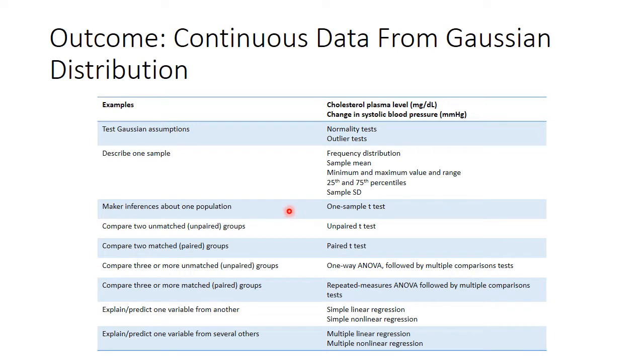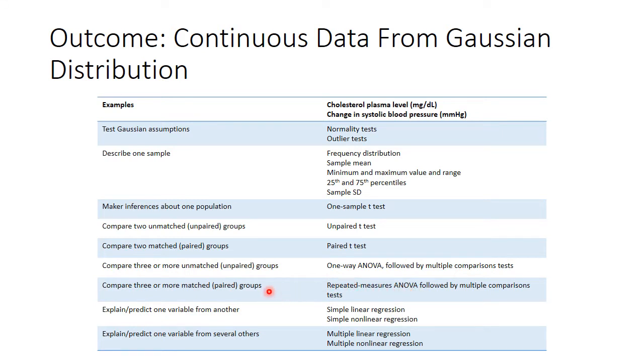More often what you see in a lot of clinical trials and things like that is two unmatched or unpaired groups being compared, and this is where you find your unpaired t-test. And if you were to match or pair those groups, this is where you get a paired t-test, right? So these are only for comparing two groups. If you need three or more groups that are unpaired, you do a one-way ANOVA followed by multiple comparisons tests. Or if you had matched groups, you could do a repeated measures ANOVA followed by the same multiple comparisons test. Okay.